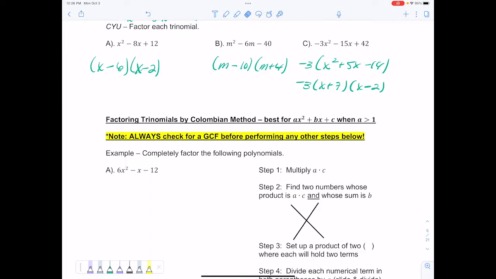I also provided the answers for the last check your understanding, so please make sure you took time to factor A, B, and C. If you'll notice letter C, there was a greatest common factor and it was -3. So when you factored out a -3, you were left with x squared plus 5x minus 14. And then this actually factors further. So you're looking for two numbers that multiply to give you -14 but add to give you 5. And that would be a 7 and a -2. 7 times -2 is -14. 7 plus -2 is 5. So your final answer is this.